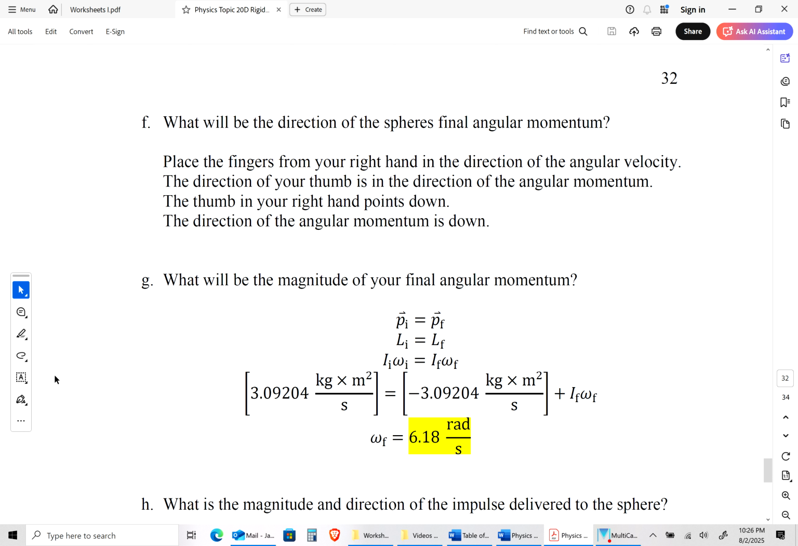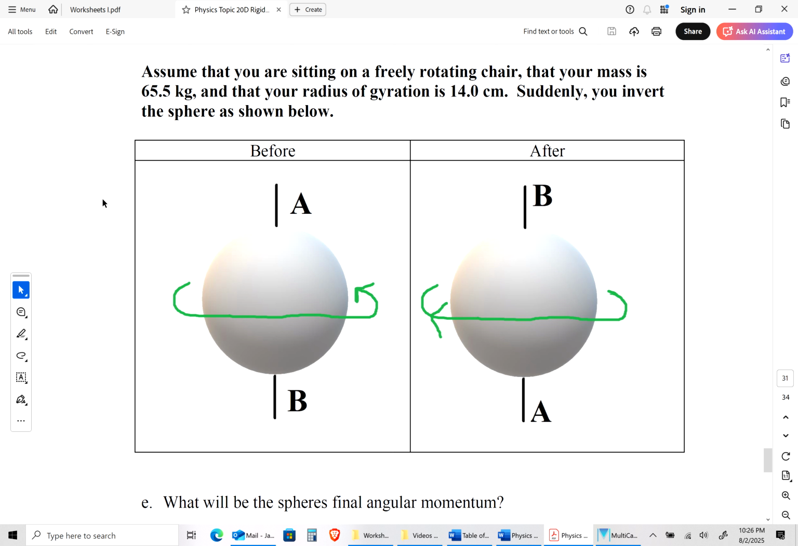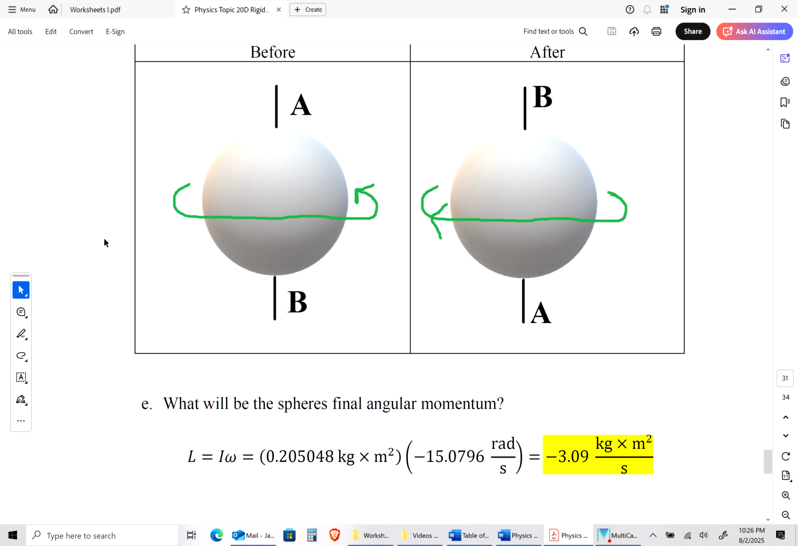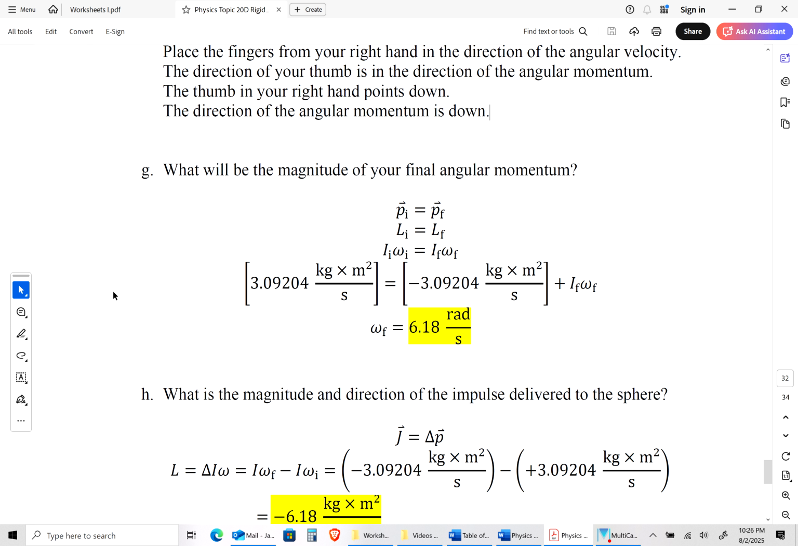Part F, what would be the direction of the sphere's final angular momentum? Follow these instructions again. So the direction of the angular momentum is down. Take a look at this image, the after image. Fingers in the direction of the angular speed, thumb points down from the right hand. Part G, what would be the magnitude of your final angular momentum? L initial equals L final. L equals I omega.